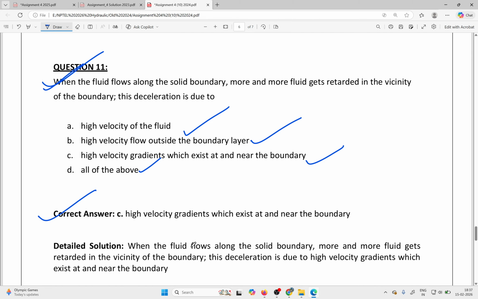Here in the detailed solution, let me just read. When the fluid flows along the solid boundary, more and more fluid gets retarded in the vicinity of the boundary. This deceleration is due to high velocity gradient. There is no other information here, only the question and the solution. Okay, no issue.